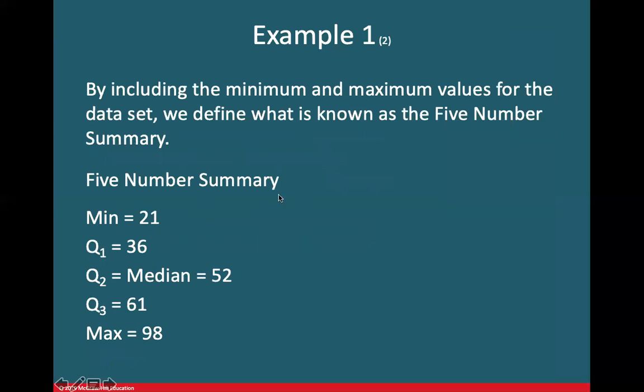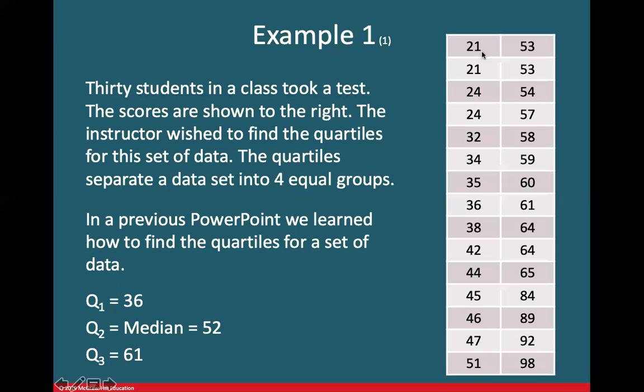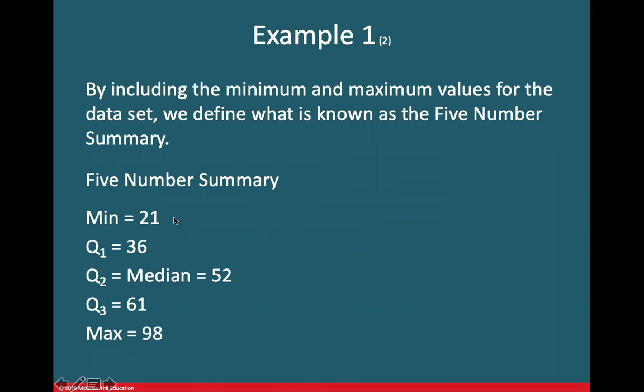Now, what is the minimum value by looking at this? 21. What is the maximum value? 98. So minimum, Q1, Q2, Q3, and maximum. So 1, 2, 3, 4, 5 different data we have. By including the minimum and maximum values for the data set, we define what is known as the 5-number summary. This is called the 5-number summary: minimum, Q1, Q2, Q3, and maximum.